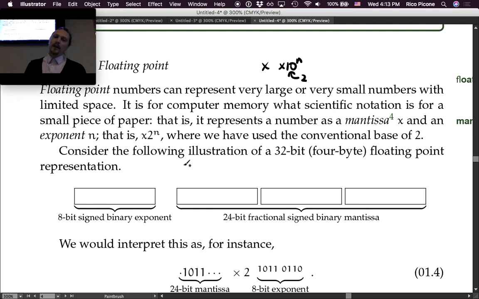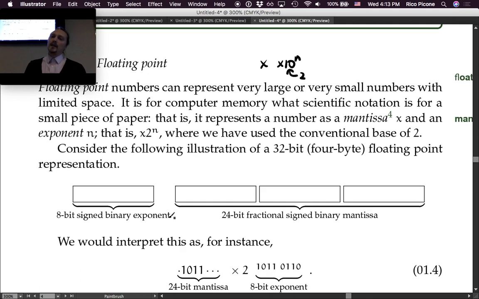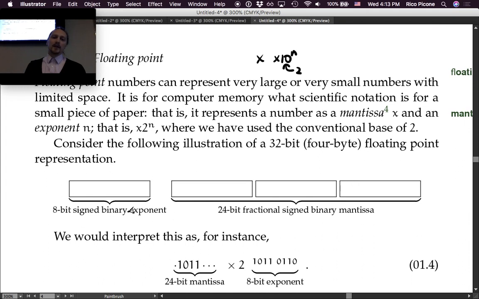So consider the following illustration of a 32-bit or 4-byte floating point representation. I'm representing each block here, and each block is a byte. So you often will have 1 byte reserved for the exponent. In 1 byte, you have 256 different possible exponents, which covers quite a bit of ground, right? Usually you're going to make it a signed binary number, so you can go from positive 127 to negative 128. So pretty good range there.